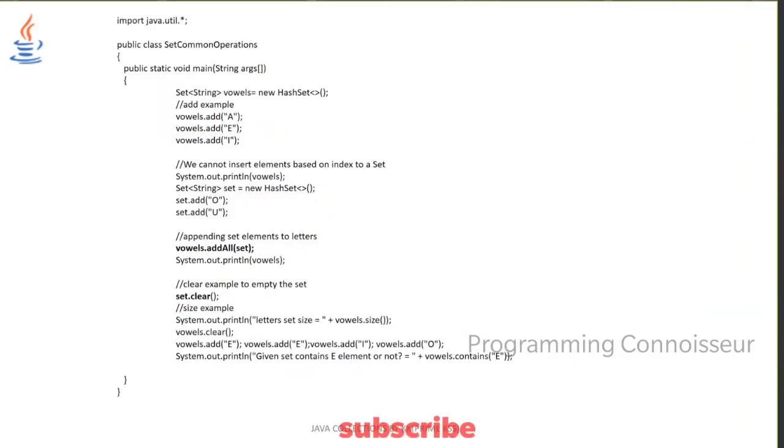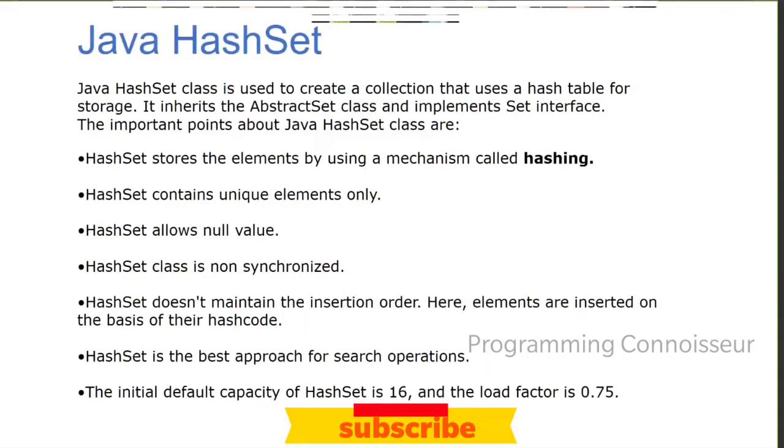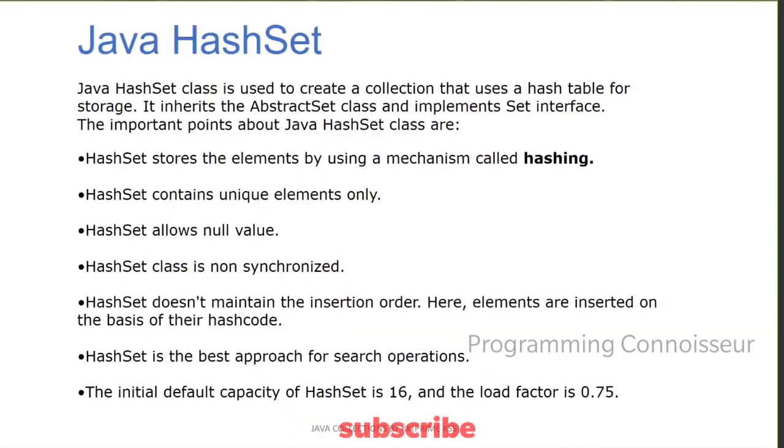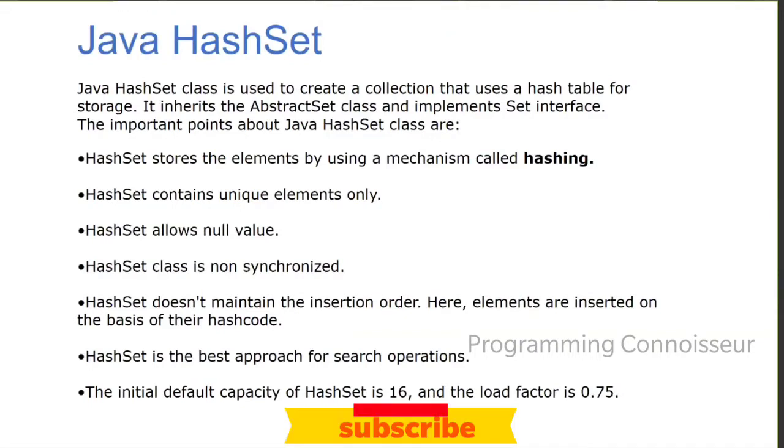Right. So we will see a small example of set also. I will show you that. Before that, we will discuss hash set also. So as we have list and array list, we have set and hash set. Hash set implements the set. It inherits from abstract set, like abstract list. We have an abstract set class also.